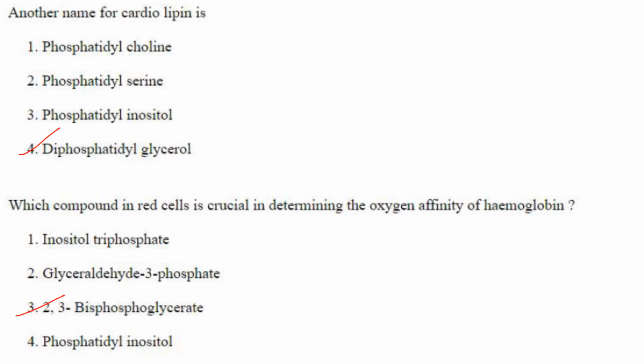Then next one, another name for cardiolipin is, so it is diphosphatidylglycerol. Answer is option 4.